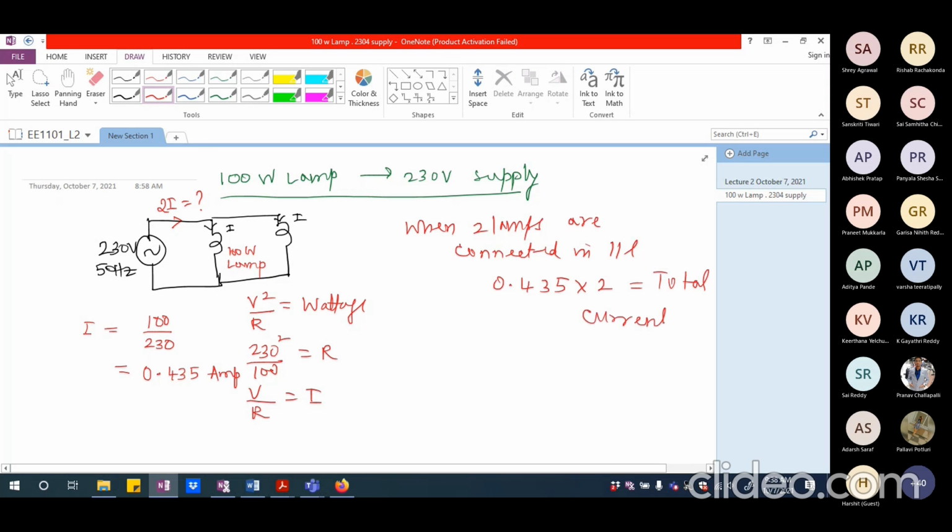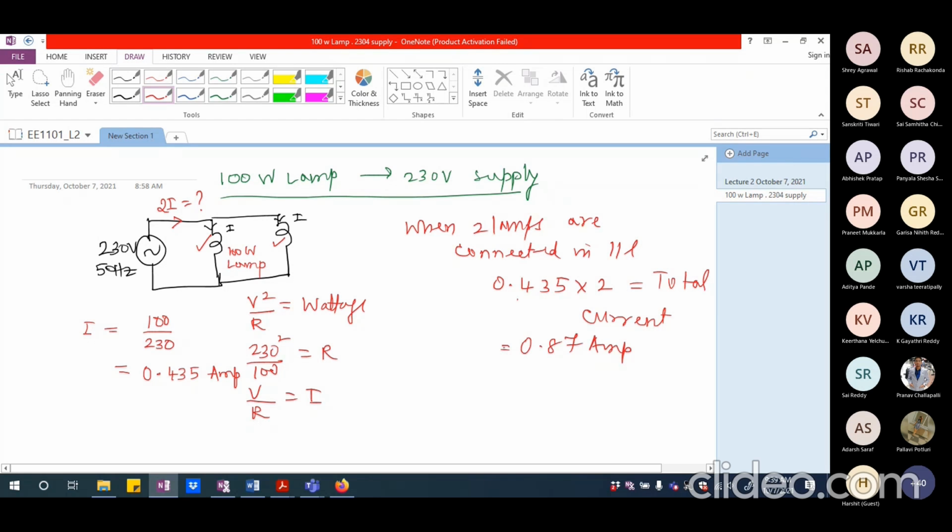And if I look at the power that is dissipated in each of these lamps, the total current is going to be 0.435 multiplied by 2. So this is going to be the total ampere. How much is it? 0.87. Okay, so this is going to be 0.87 ampere.